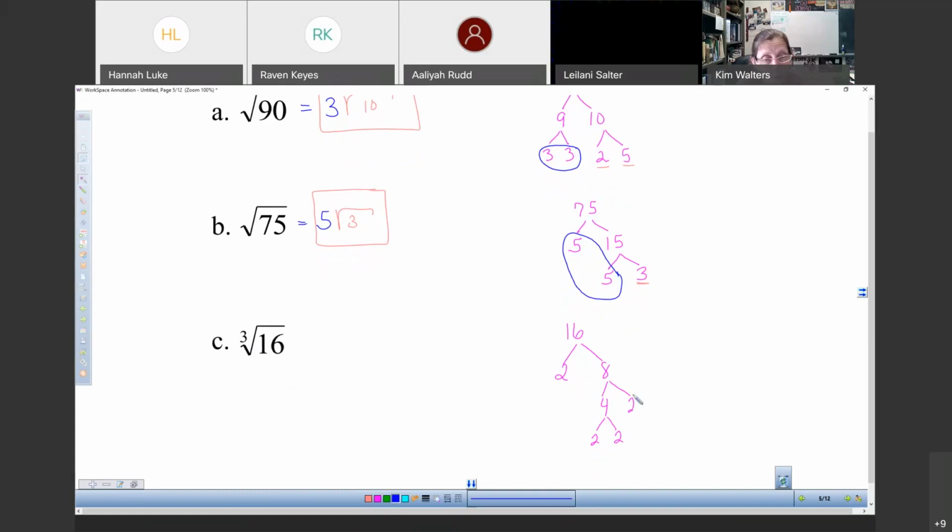It doesn't matter which 3 of my 2s I use. I like to circle them up because it just helps me keep straight what's left. So 1 2 is going to come out in front. 2 times the cubed root. Don't forget the cube here if you're typing in an answer. The only thing that's left is one of these 2s. So 2 times the cubed root of 2 is my simplified version of the cubed root of 16.